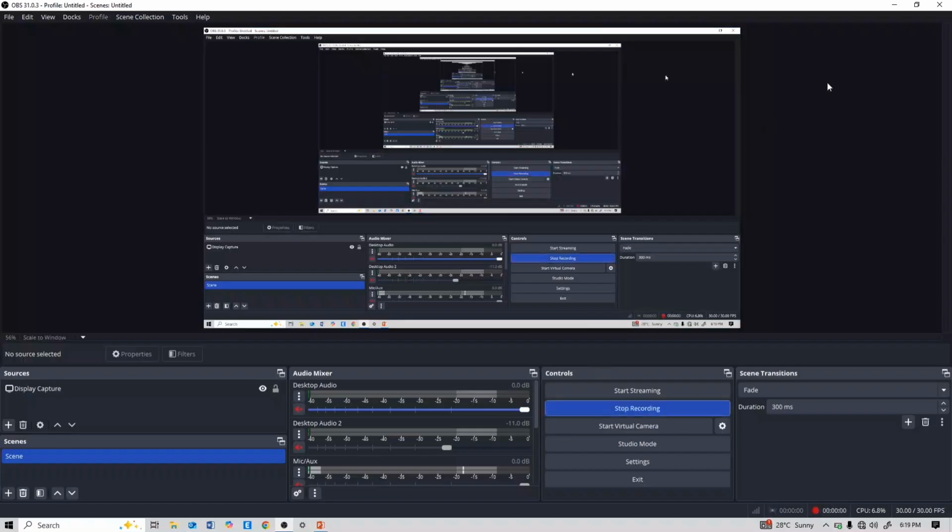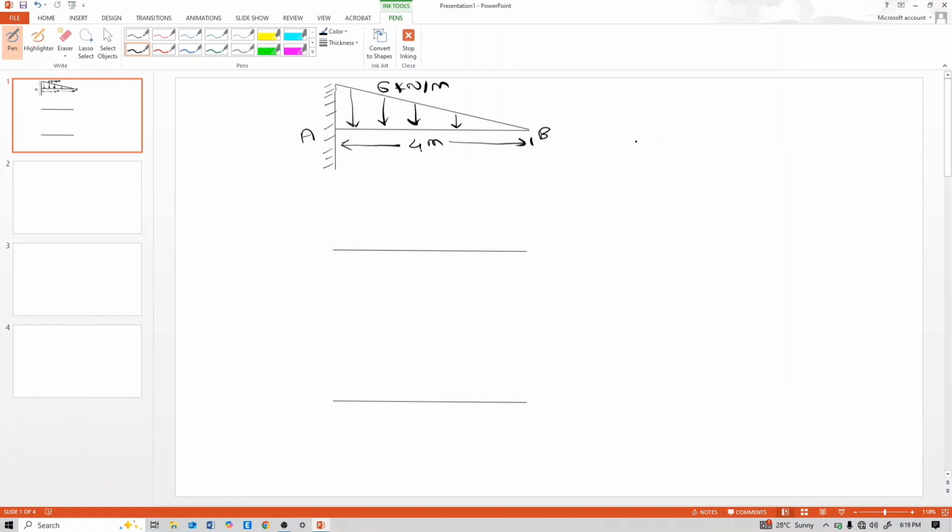So, cantilever beam, shear force diagram and bending moment diagram. This beam is similar to the previous beam, only here see at point A, at the fixed point, this 6 kN per meter is maximum, and at the tip of the cantilever at B there is 0.